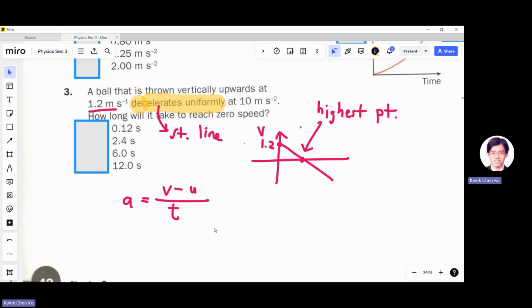Now, remember what is my positive direction, up or down? Let's take it as up. So therefore, is your acceleration upwards or downwards? That's the difficult part. It's downwards. That means my acceleration is minus 10. What's my final velocity, v? This is 0 speed. So that is my final velocity. What's my initial? 1.2. Then find out my t.